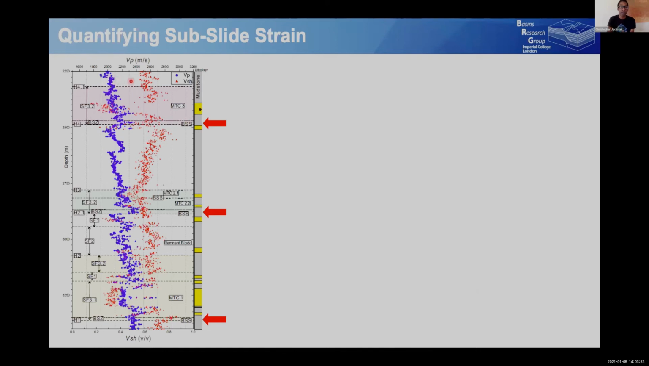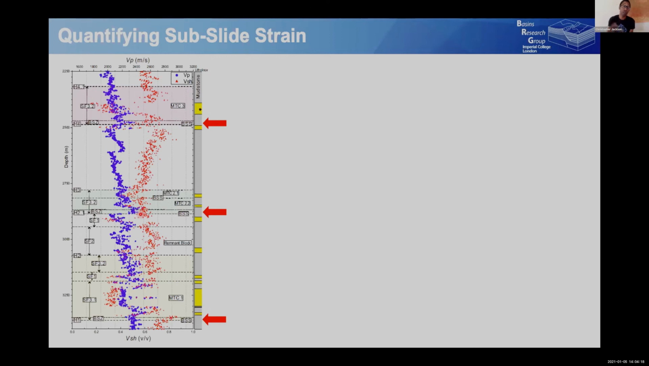So this is just to show you that the one we looked at before was this one in here. Sorry, this was Mass Transport Complex 2. This is 3 up in here and 1 down at the bottom in yellow. And I've just highlighted on there these basal shear zones, and just to show you that you can see very nicely that big step in the density and the resistivity and the velocity.